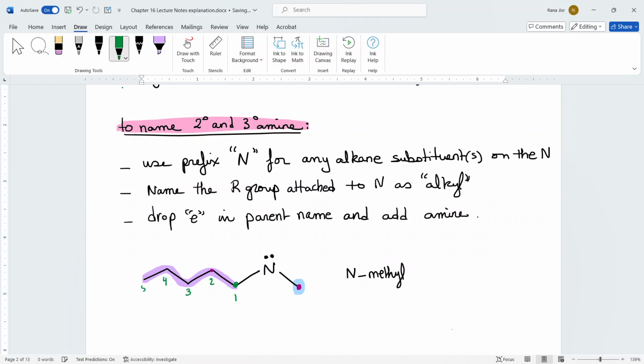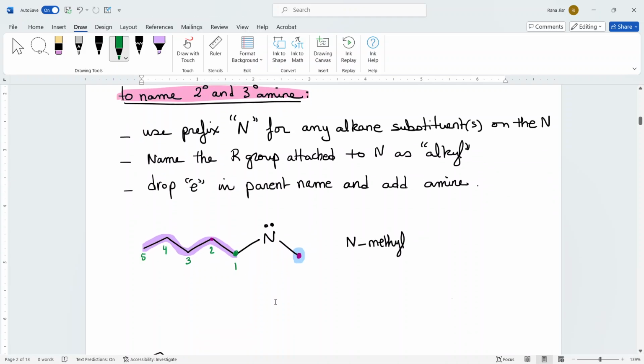3, 4, and 5. Notice that I need to give the nitrogen on this long carbon chain the lowest possible number, making sure that I number all the carbons in that alkane chain and choose the longest carbon chain. So the name here is going to be N-methyl, and I know this is a pentane, so I'm going to drop the E from pentane and put amine next to it. So it's going to be N-methylpentanamine.